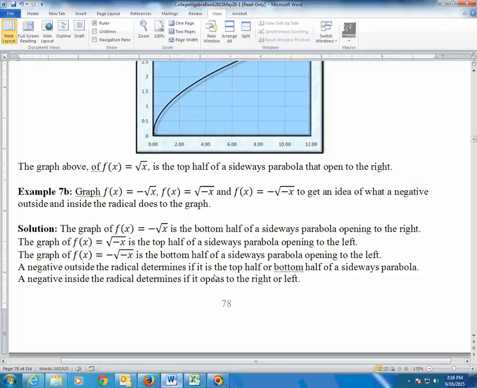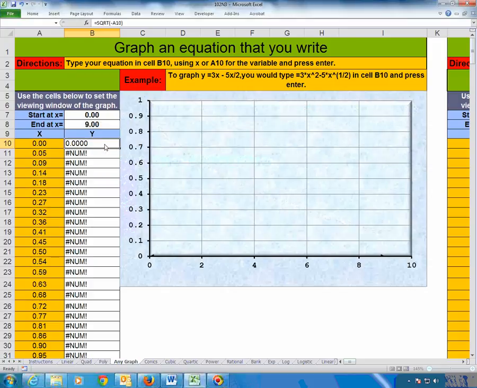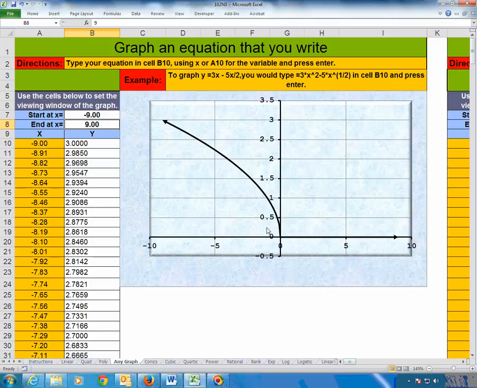And then the other one is the square root of a negative x. So the square root of a negative x. I don't see anything, so let's look over there on the other side. It's the top half of a sideways parabola opening to the left.